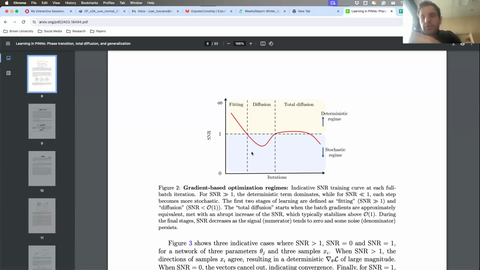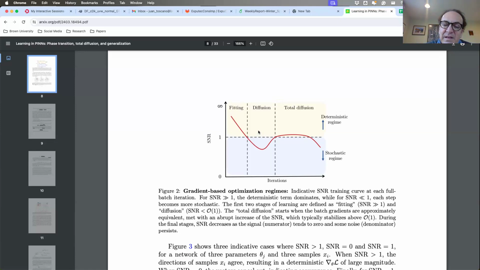So the total diffusion is after the plateau, or during the plateau? Total diffusion is when you reach this plateau, when you have this nice balance between the noise and the mean. When you balance again, you see there are two types when you cross 1, right? This is the SNR between the mean gradient and the fluctuating gradient, right? The norms.